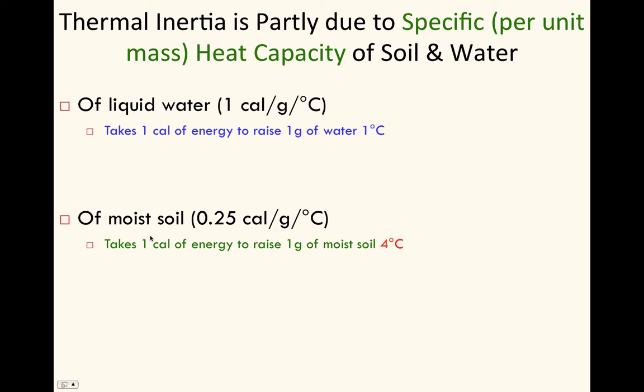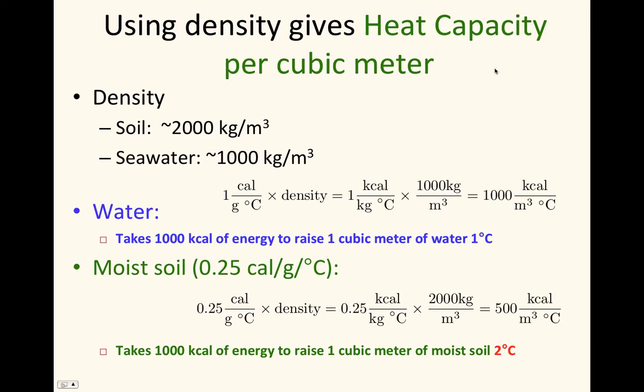For moist soil, it takes 1 calorie of energy, the same amount of energy, to raise 1 gram of that soil by 4 degrees Celsius. So it's easier to raise the temperature of the moist soil than it is of the water. You also have to consider, though, beyond the specific heat capacity, which is a property of the material, how much material do you have?